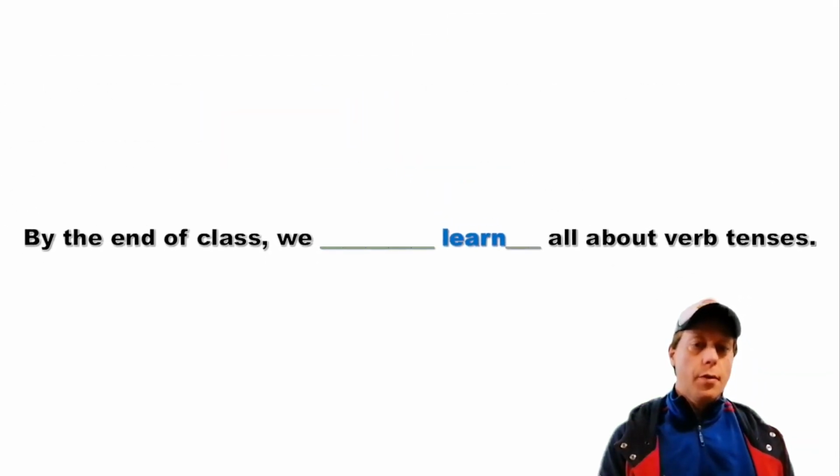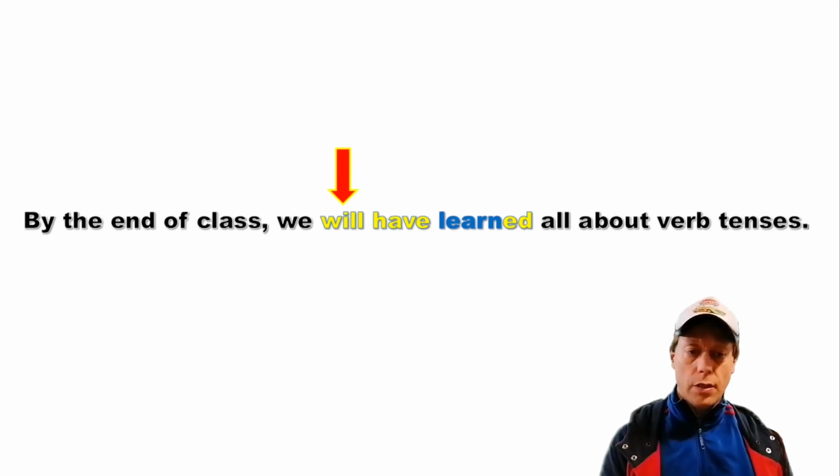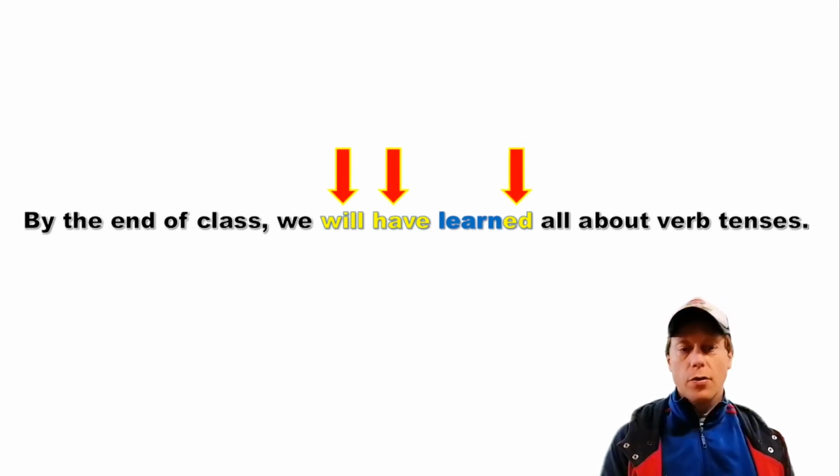Okay, by the end of class, or by the end of this video, and then we need to talk about future because the end of the class is the future, and a time period. So it's going to be future time period. Let's have a look. By the end of class, we will have learned all about verb tenses. So we need will for the future, we need have for the time period, and the conjugation is V3.